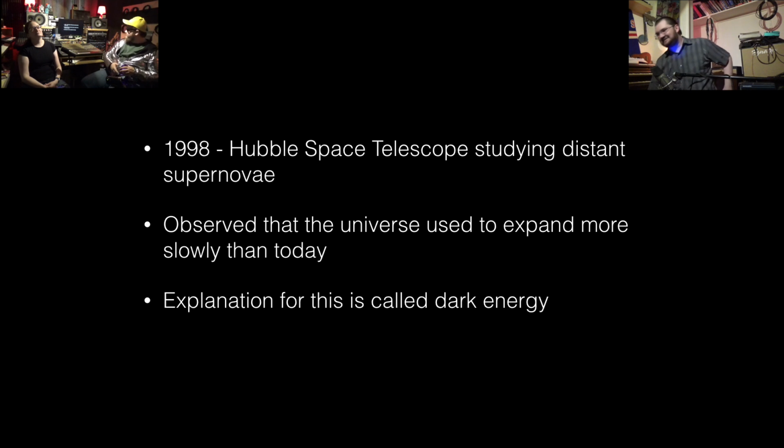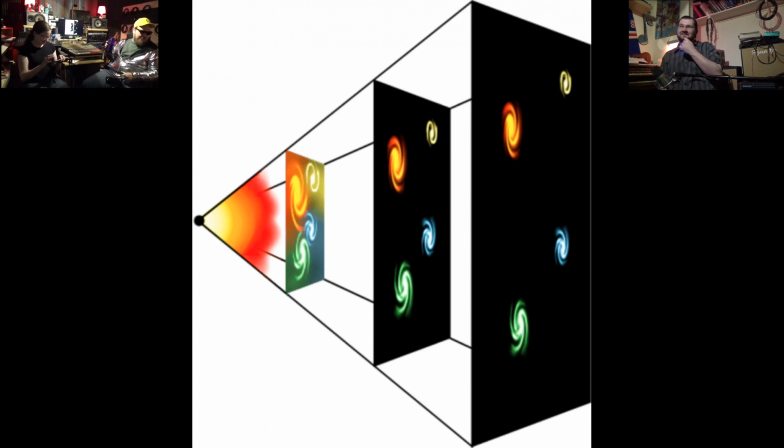But yeah, okay. So it observed that the universe used to expand more slowly than today? Uh-huh, and the explanation they've come up with for this is called dark energy. Wait, so it's actually accelerating? We're being pulled apart in an accelerating manner? See, there's a picture. Excellent. That is an awesome visual.